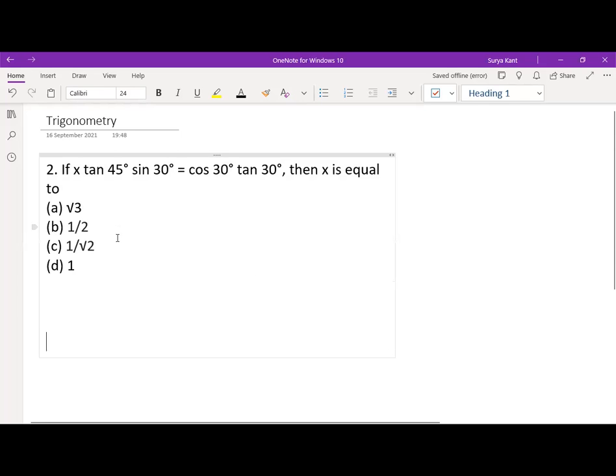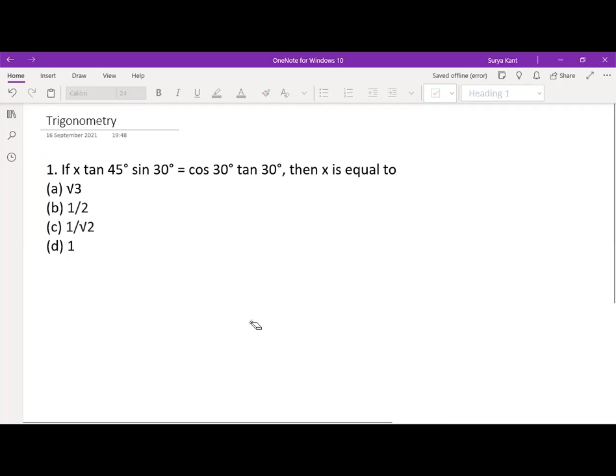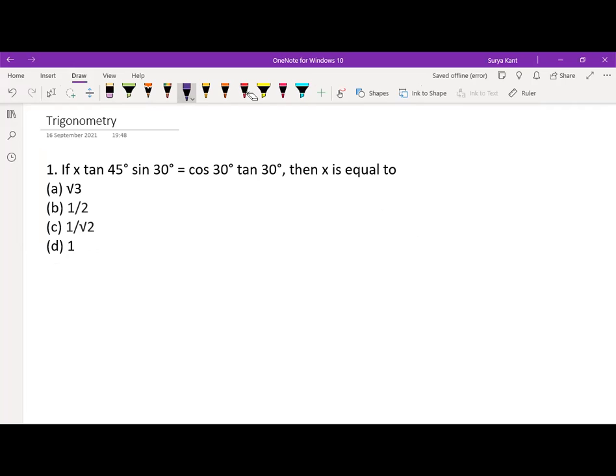Sir, is it 1 by 2? How did you solve it, or did you simply put in the values? Sir, I just substituted the values. Sir, I got 1 by 2 equals 1 by 2. Sir, I got 1. Yeah, the answer is 1. So x and tan 45 is 1 only.